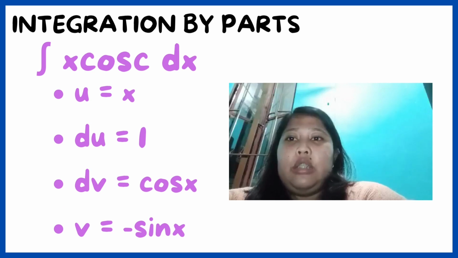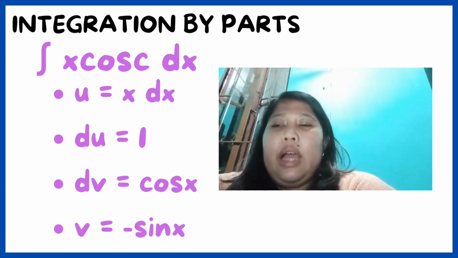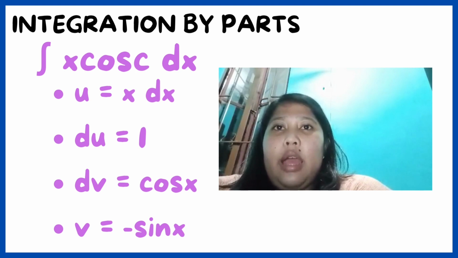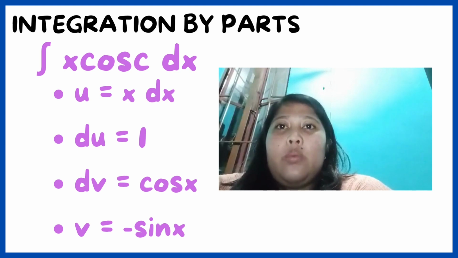Proceed to the first example. Let's follow what I said earlier. We choose which is u and dv in our equation. So we will let dv as cos x dx and x as our u. Then we will derive u, which is du equals 1, and integrate dv, so the cosine x dx will be sin x.